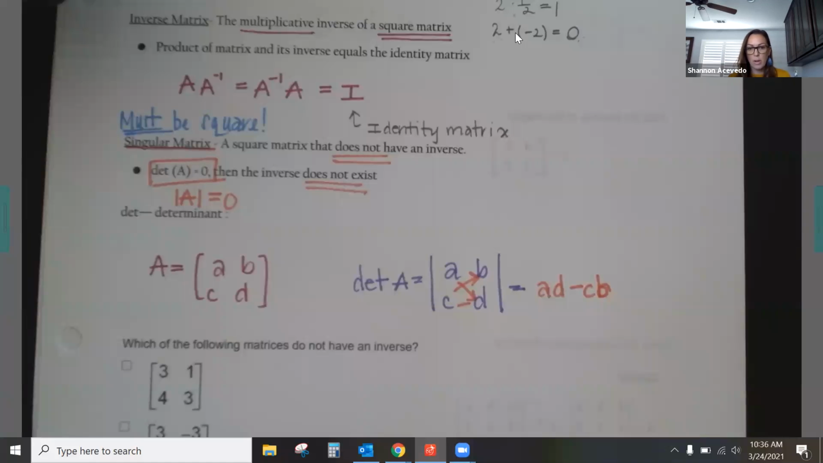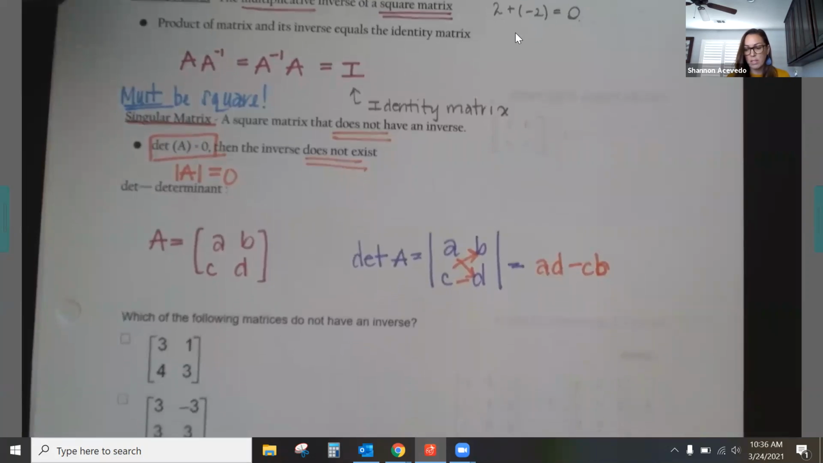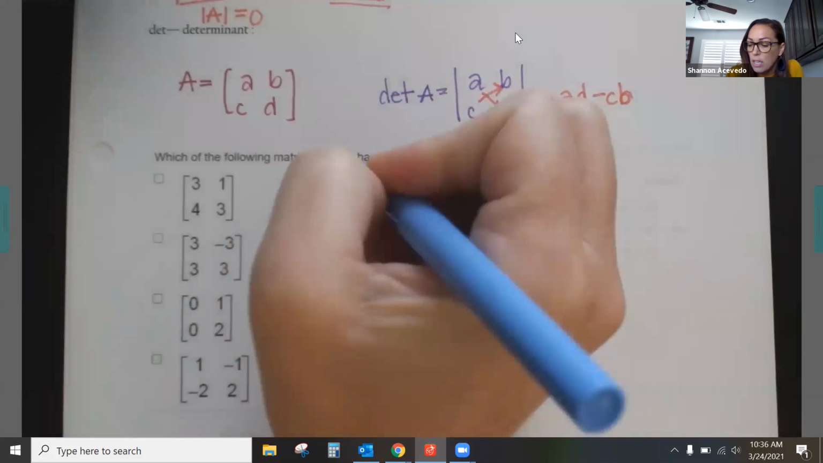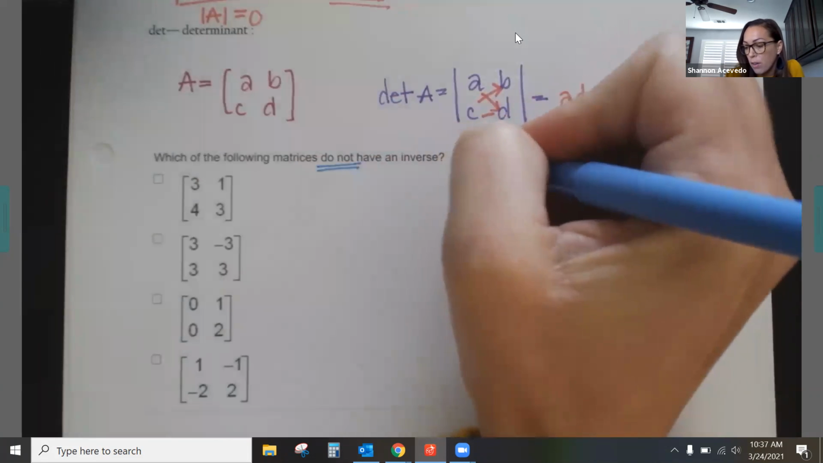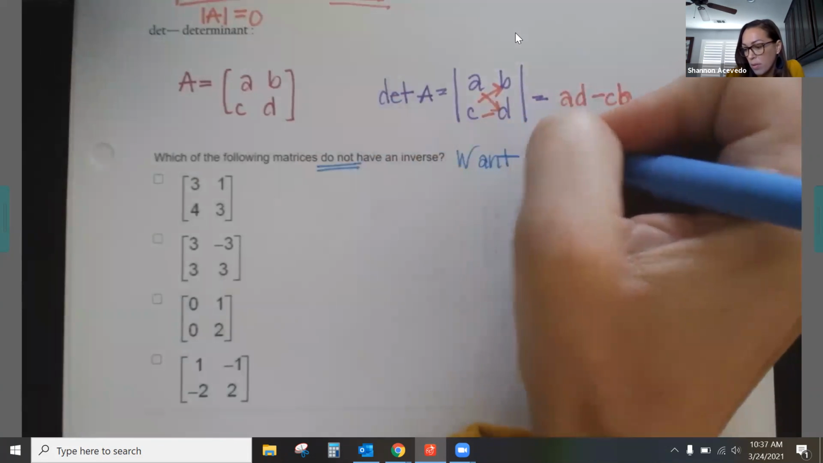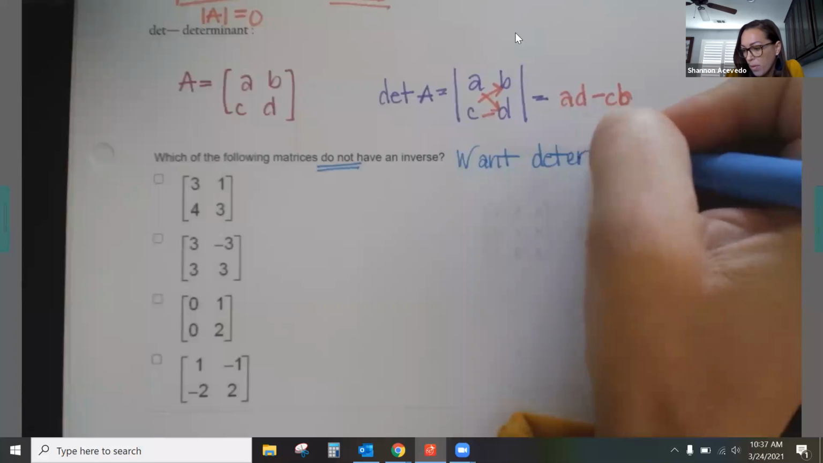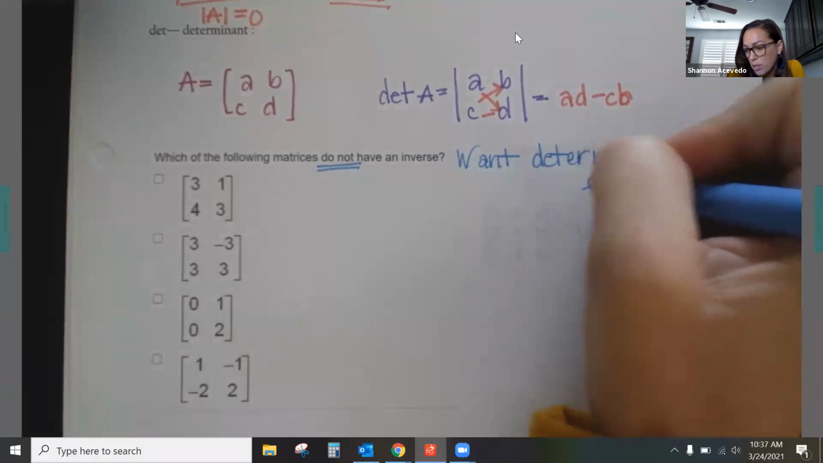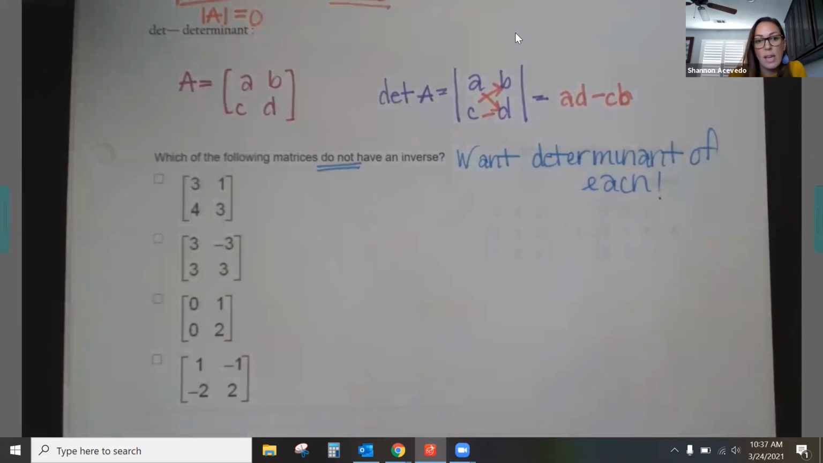Determinant equals 0, there is no inverse. You can't find it. If it equals some value other than 0, there's an inverse. So let's go through this first piece. Which of the following matrices do not have an inverse? The easiest way to figure this out is to find the determinant of each. All right, so let's go ahead and do that.